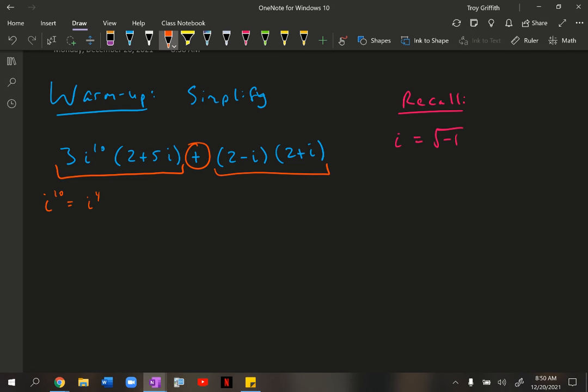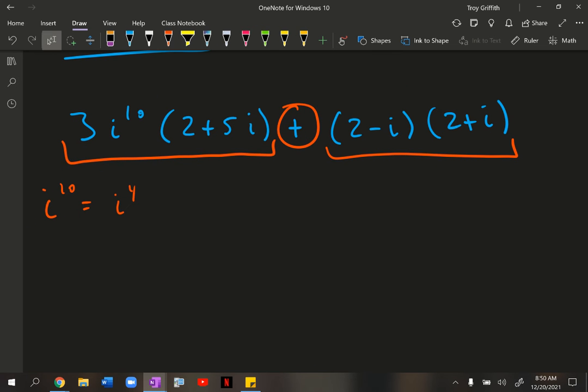Remember the other day we were saying, hey, if you're going to simplify something like this, let's always start out with i to the 4th, because i to the 4th is 1. We talked about that pattern. It goes i, -1, -i, 1. So i to the 4th is 1. So if I do i to the 4th squared, that gets me to i to the 8th, and then I have an i squared left over. Okay, so i squared is -1, so this becomes 1 times -1. So i to the 10th is just -1.